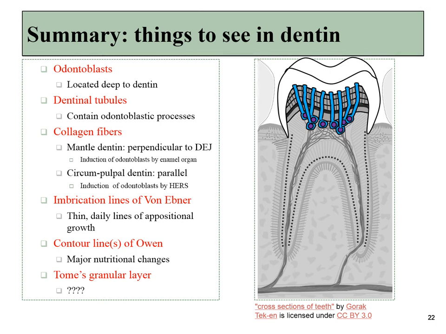In the roots, for whatever reason, there's going to be this grainy layer called Tomes' granular layer. So that's not something you would see up in the mantle dentin.